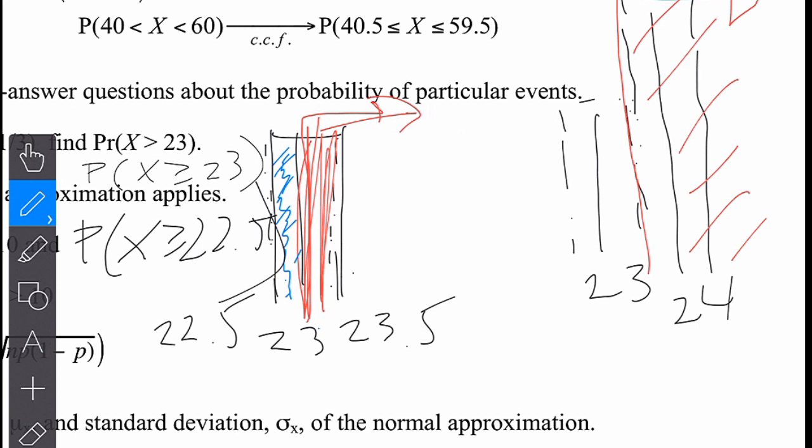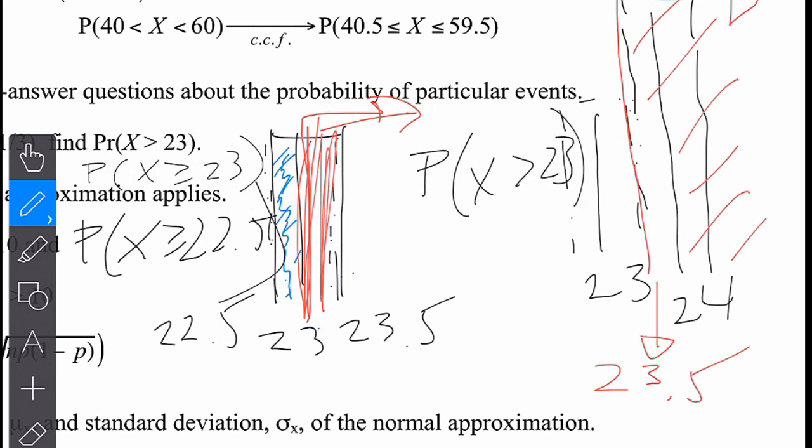So in that case, where am I going to start? My correction will be to start here, at 23.5, and that's the problem that I solved on the next page. So the one that I drew here, sorry for the confusion, is for x greater than or equal to 23, but this one is for the probability x is greater than 23, so excluding the density around 23. I would have to start at 23.5. So that's what I do next.